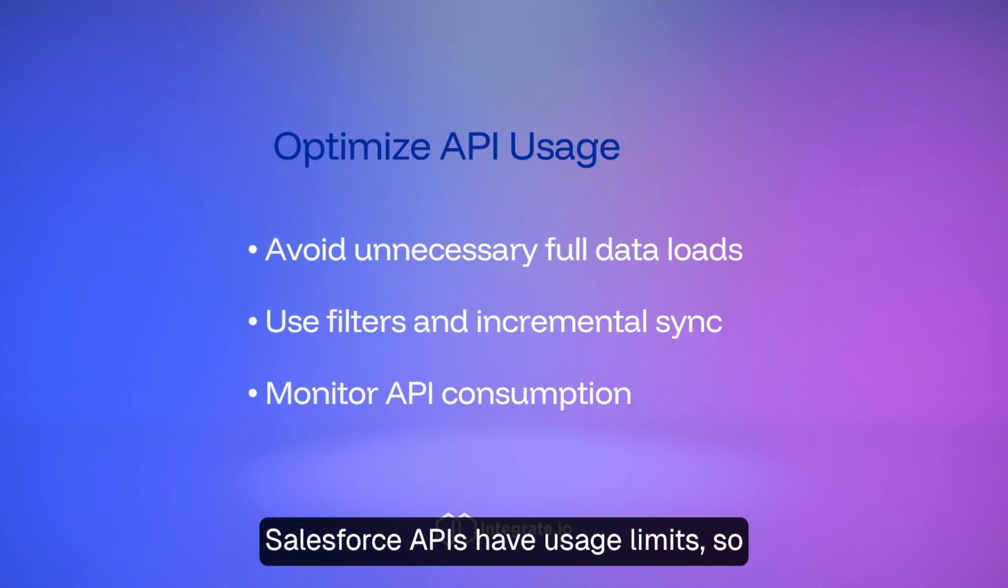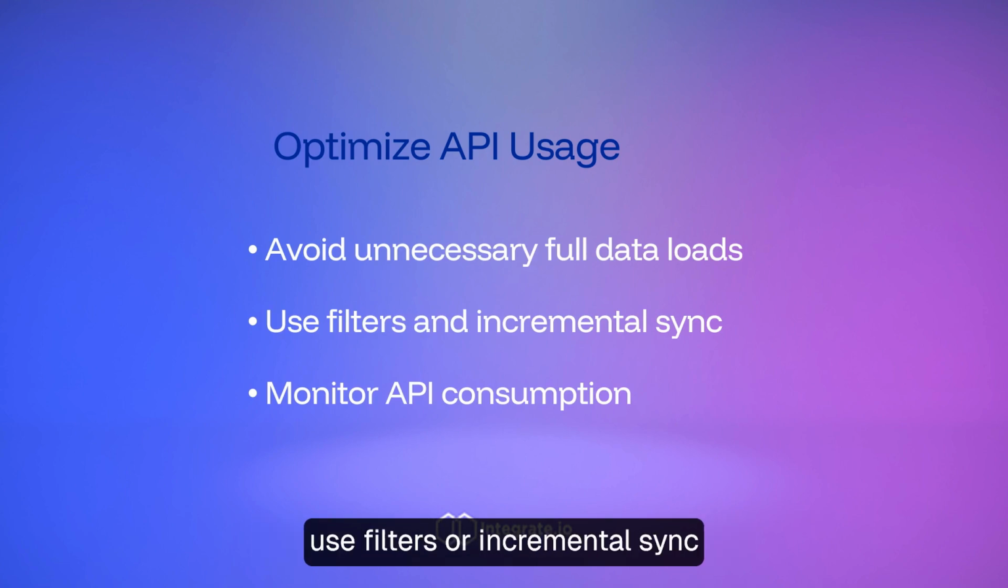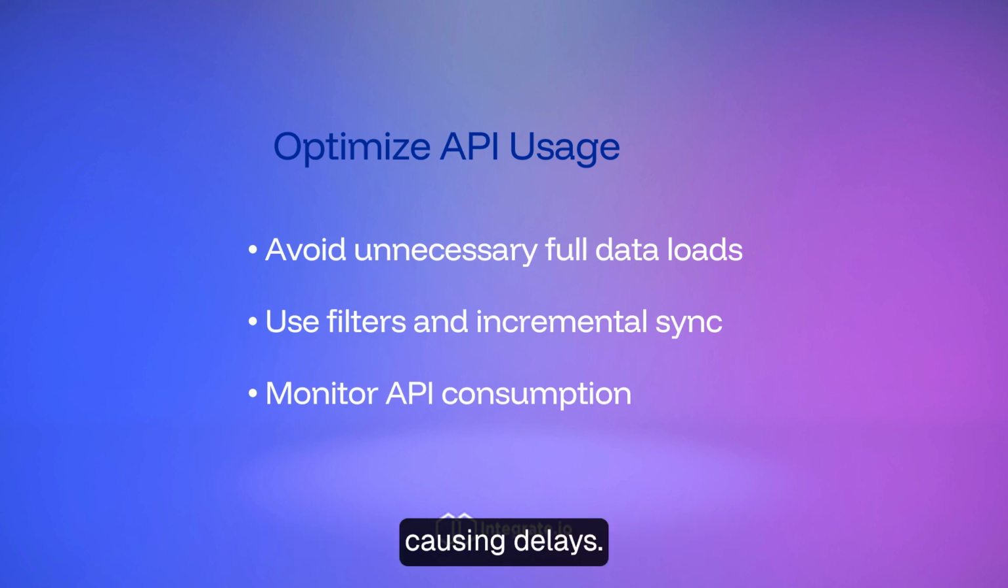Salesforce APIs have usage limits, so it's important to optimize how your connector interacts with them. Avoid unnecessary full data loads and use filters or incremental sync wherever possible. Monitoring API usage ensures your pipelines run without hitting limits or causing delays.